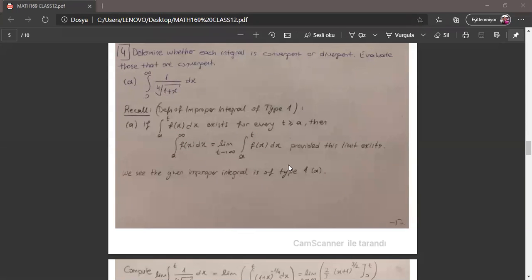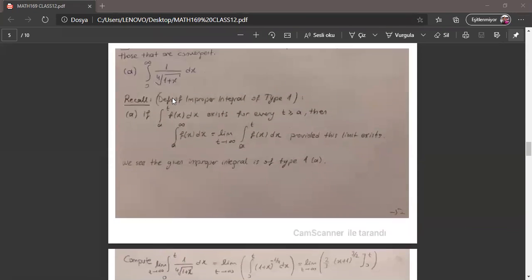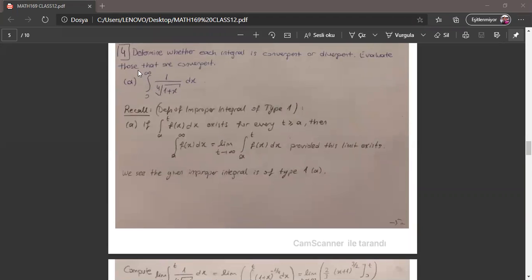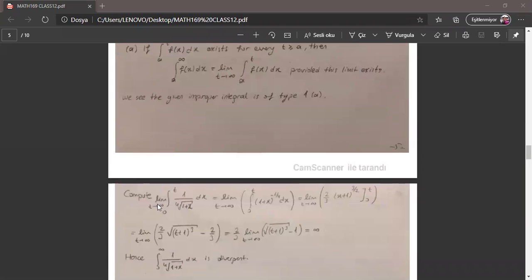Now for this one, this is type 1a, because this, recall, will continue, that's why we have parts. Now what do we do? We then compute this limit. This was the given integral. We will write t instead of this infinity and compute the limit when t is approaching infinity.